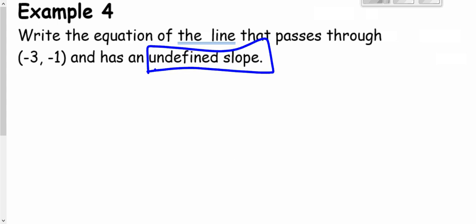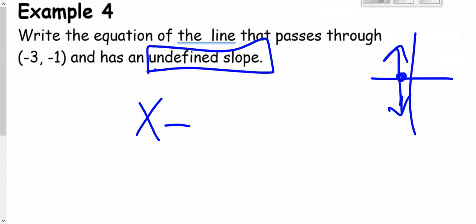What type of equation did I say this would be if it had an undefined slope? Well, an undefined slope is a vertical line. That's where I asked you to make that note back at the beginning. And so a vertical line, is that crossing the x-axis or the y-axis? It's crossing the x-axis right there. X equals. And so which coordinate, if this is x equals, do you think I want to take out of my point? I want to take the x coordinate.